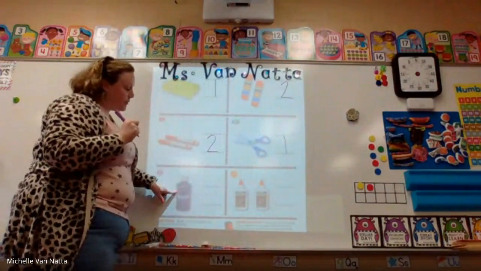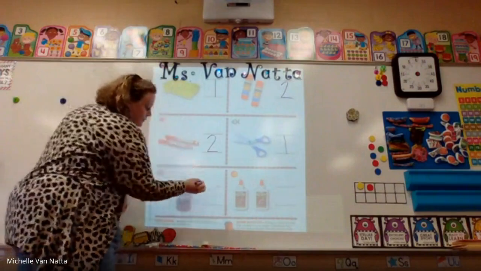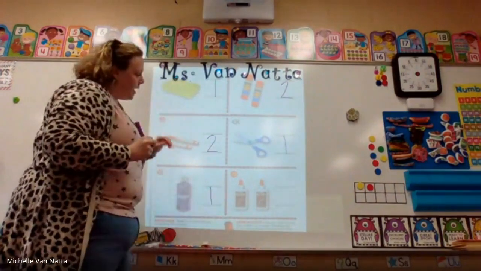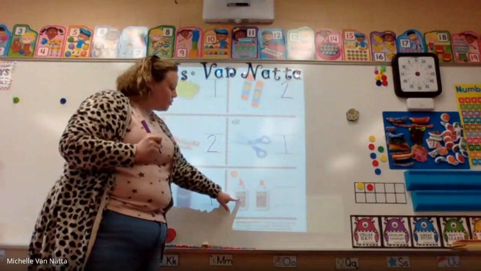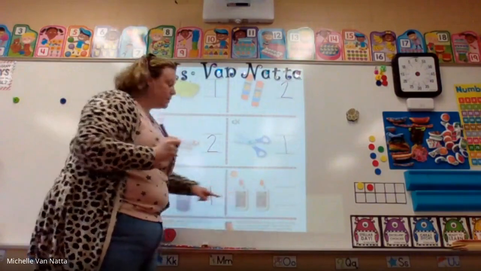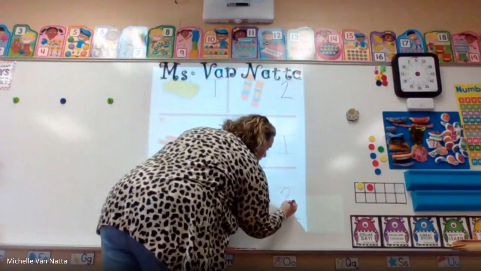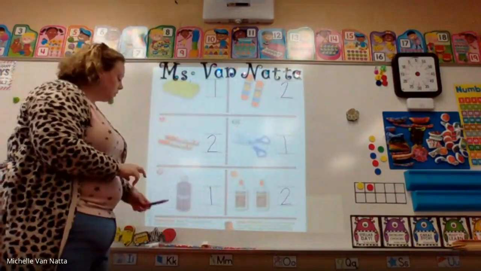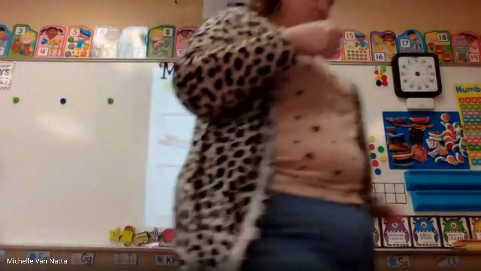How many bottles of paint do we see? 1. And how many glue bottles are there? Let's count. 1, 2. 2 bottles of glue. Around and around and around and back. There we go. All right. Flip over to the next page.